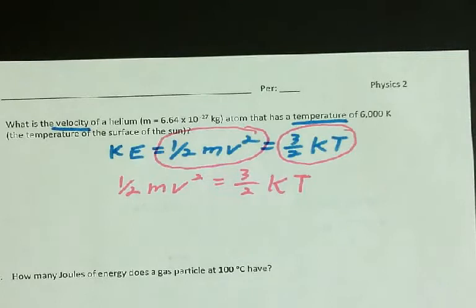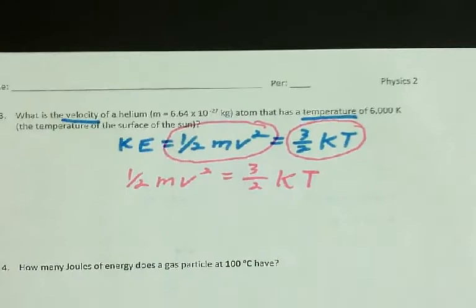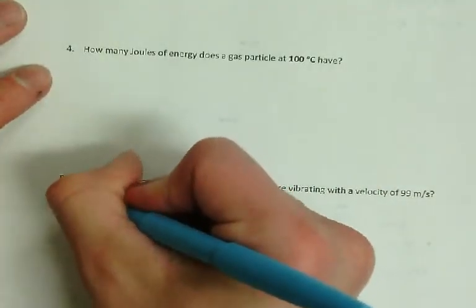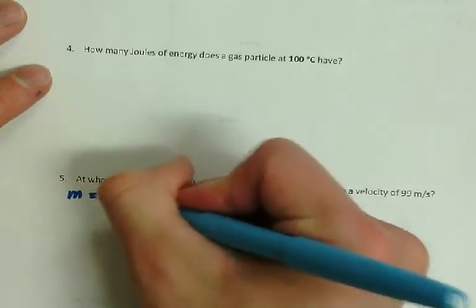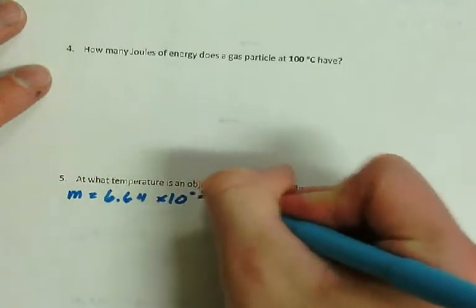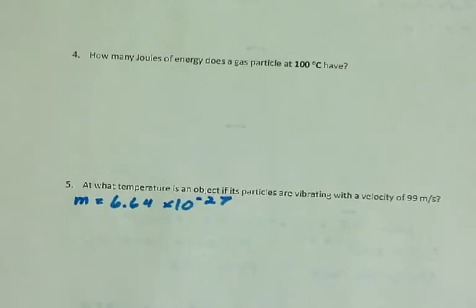Okay? One thing I forgot to do, I forgot to give you a mass for number 5. You need a mass of an object for number 5. Go ahead and use the same mass from number 3. So use the mass of helium, since it's already given in the problem. So what temperature is an object if its particles are vibrating at 99 meters per second? Go ahead and use the mass of helium for this one.